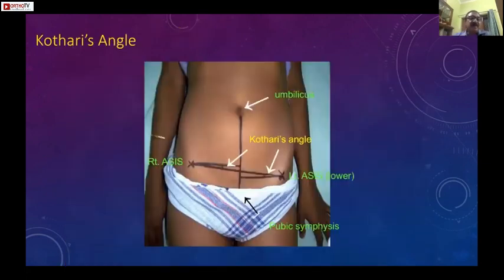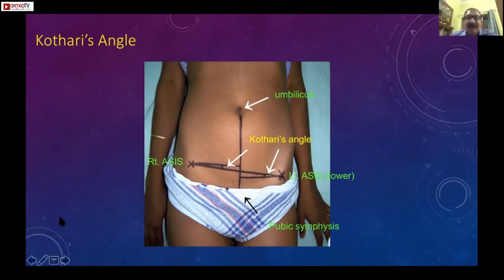Now, there is one more method of measuring abduction or adduction deformity, by Kothari's angle. In the previous method, which was described by Nelson, also known as Nelson's method, we had to square the pelvis. While in the method described by Kothari, there is no need for squaring the pelvis. In whatever position the two anterior superior iliac spines are, one line is drawn to join them. Then a perpendicular is drawn from the anterior superior iliac spine of the right side to the midline, and another from the left side to the midline, as shown in the diagram.